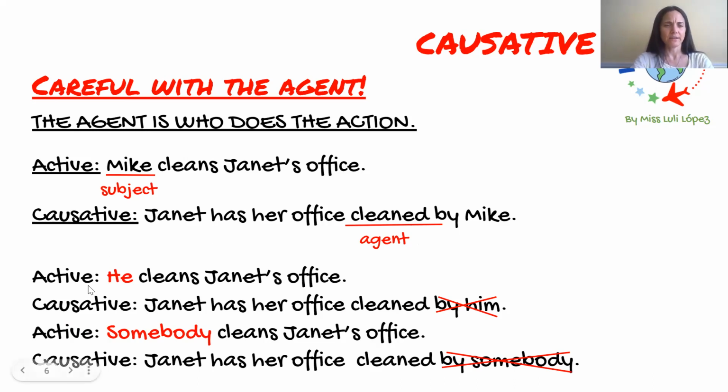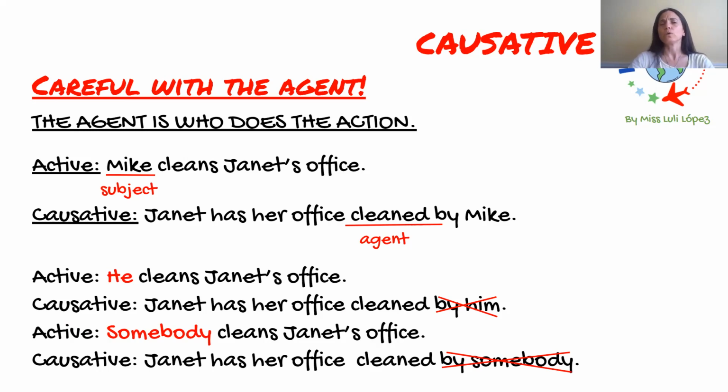Then another thing you have to pay attention to. If in the active you have he cleans Jeanette's office, then the causative would be Jeanette has her office cleaned. Full stop, up to there. It would not be correct to put by him, okay? And then if in the active we have somebody cleans Jeanette's office, in the causative we would say Jeanette has her office cleaned, full stop, not by somebody.